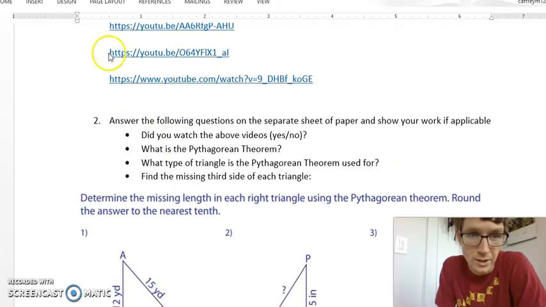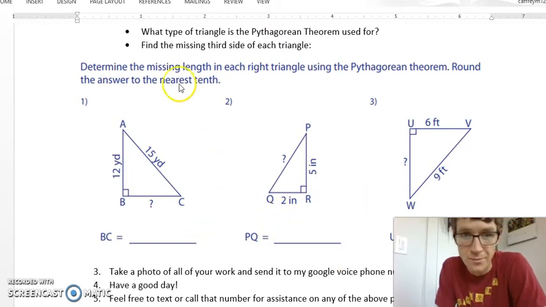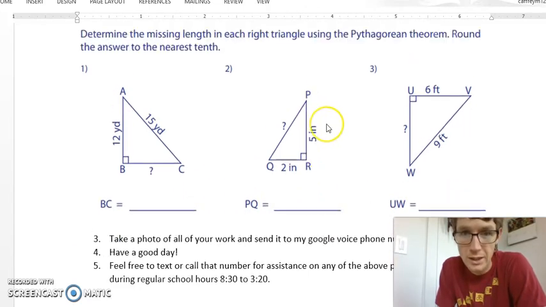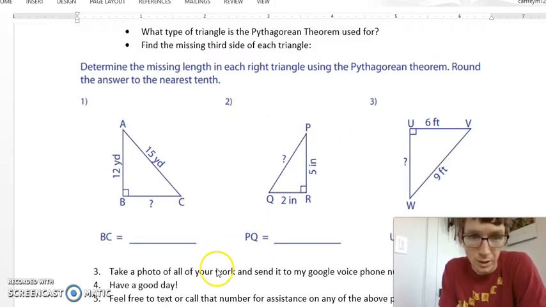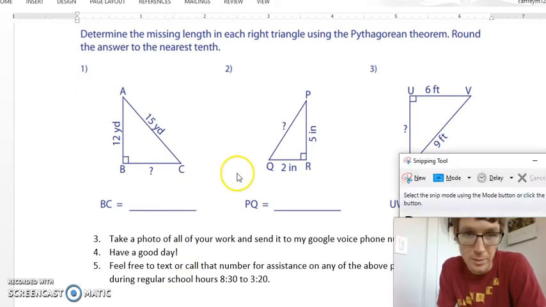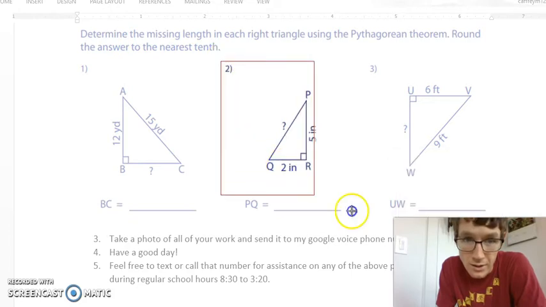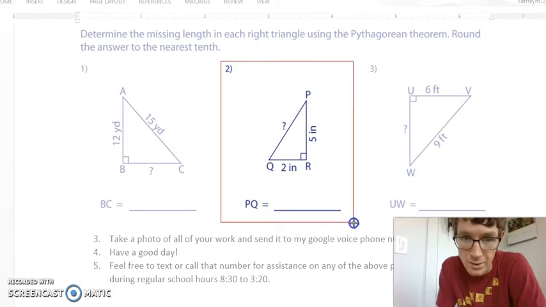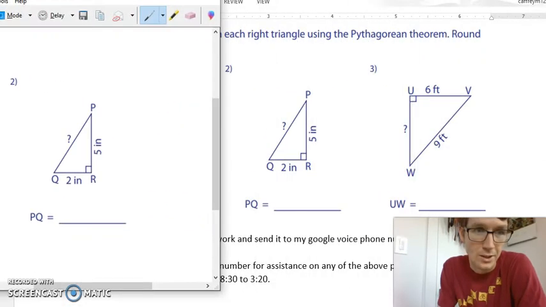Once you watch these 3 videos, after you take your notes, go ahead and answer these questions, and then try to answer these 3 problems. So what I'm going to do is go over number 2 and number 1. I'm going to do number 2 first, because I think that's more of a standard Pythagorean Theorem problem. So, let's see. And it wants to know what PQ is. Okay. Cool. Let me move this over here.